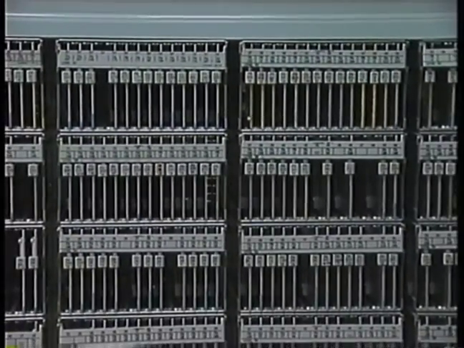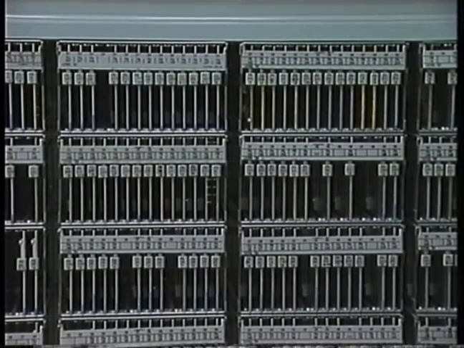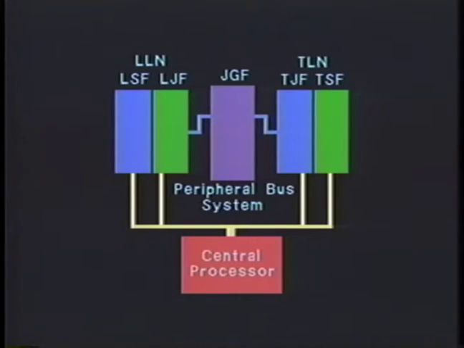As mentioned before, the actions of the peripheral equipment are controlled by the central processor. The peripheral equipment and the central processor communicate through the peripheral bus system. This series of paths provides two-way communication. The central processor both retrieves information from peripheral units and sends commands for the peripherals to perform.